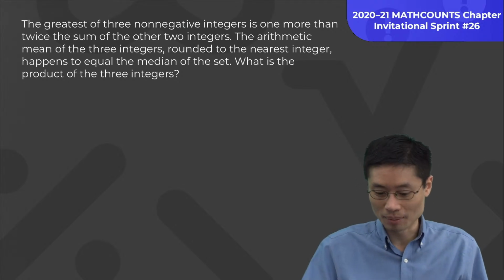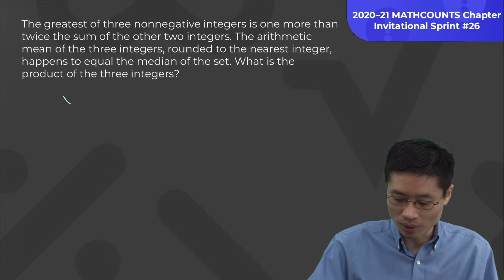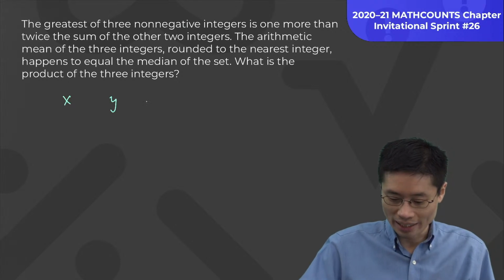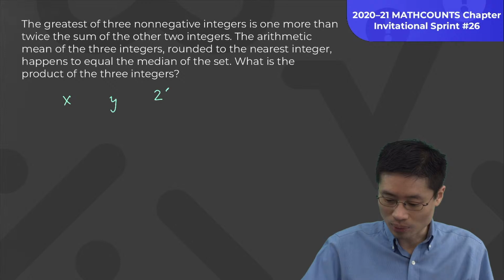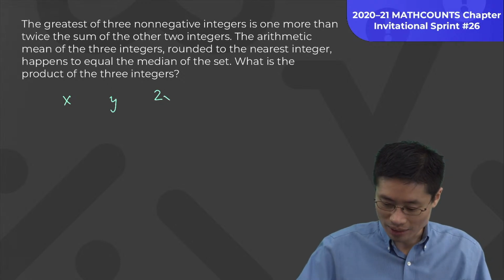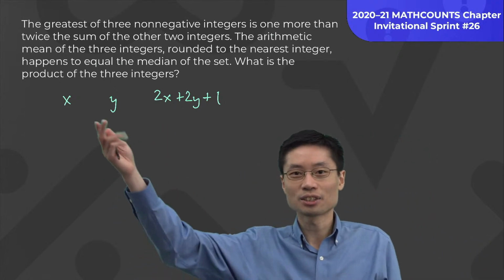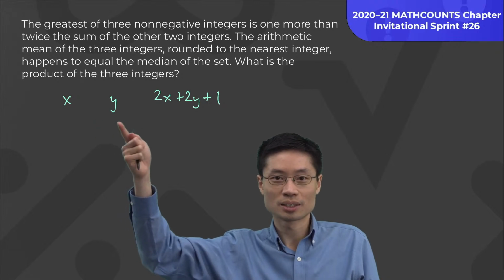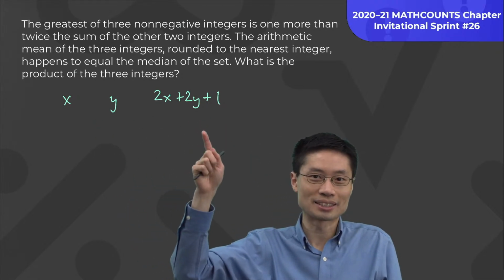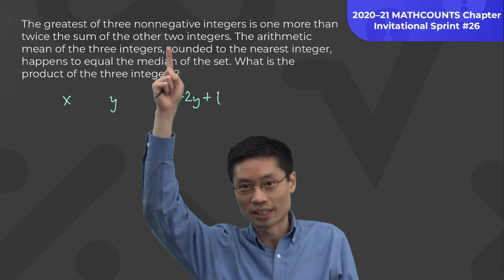So I've got some numbers, and the numbers happen to be in order x, y, and 1 more than twice the sum of the other 2. That's 2x plus 2y plus 1. Okay, so these are my 3 numbers. Let's assume they're already in order, so that's the smallest, middle, and biggest. I know this is the biggest because I'm adding stuff together, and they're all non-negative.